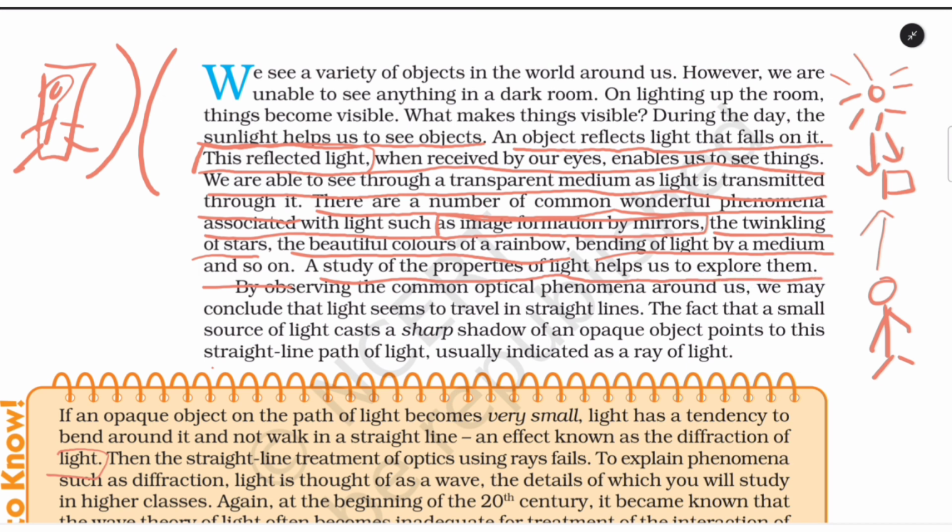If we study light thoroughly, we can see these phenomena by observing the common optical phenomena around us. Optical phenomena are like the twinkling of stars, sunrise and sunset, and we can see the object when we switch on the light or the torch. These are all natural phenomena we see around us.